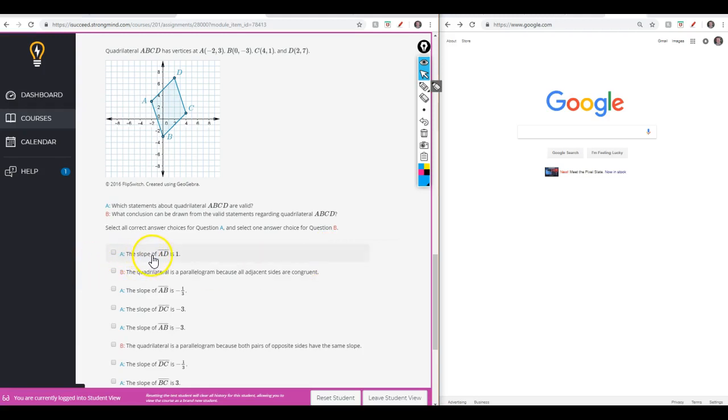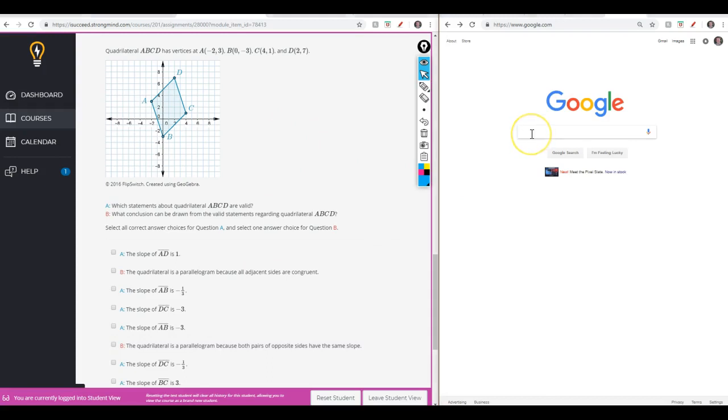Alright, so the slope of segment AD is 1. The quadrilateral is a parallelogram because all adjacent sides are congruent. There's more slope options. The quadrilateral is a parallelogram because both pairs of opposite sides have the same slope. So on this one, I would use tools.